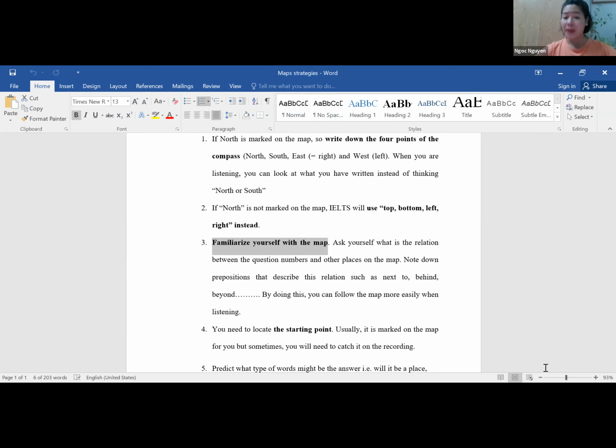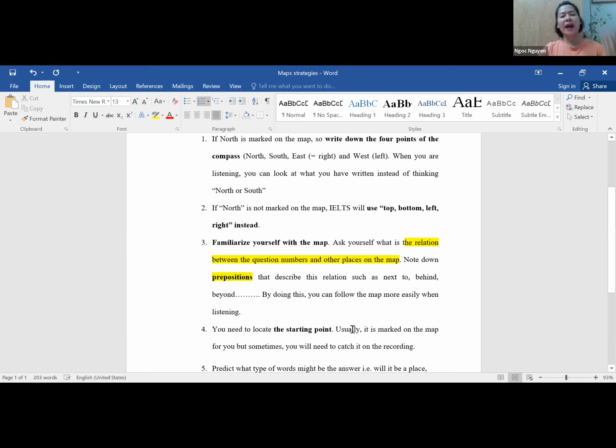They said scan the map, right? Or be familiar with the given words. But there's one more thing that you need to do. You need to familiarize yourself with the map and look at other places. Then you will need to ask yourself, what is the relationship between my questions and other places? You don't just scan the map for nothing. You want to find out the relationship between your questions and existing places. And then you will need to note down prepositions.